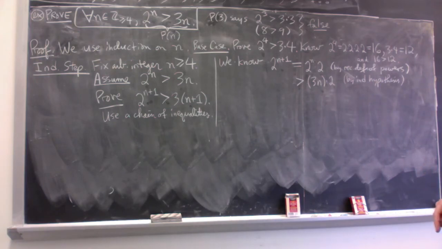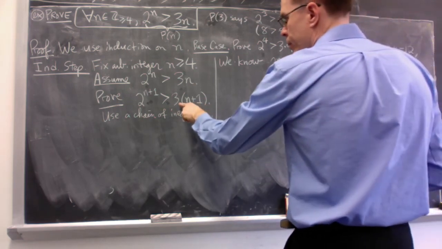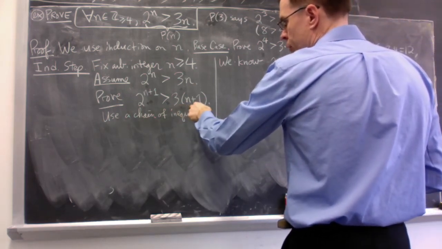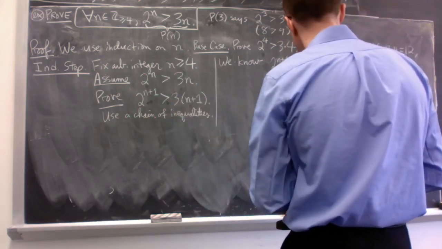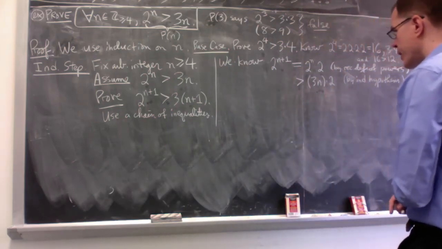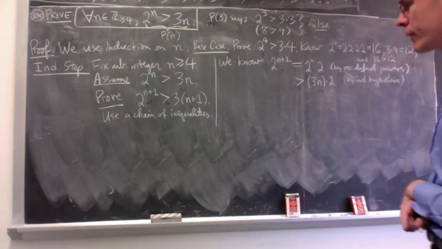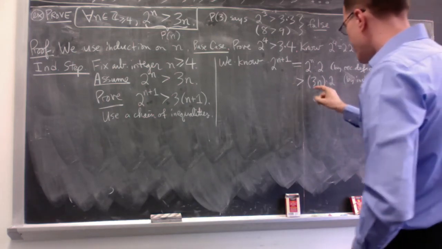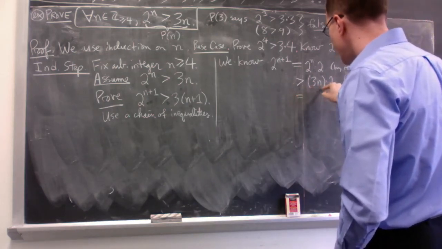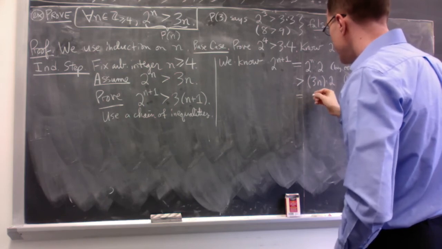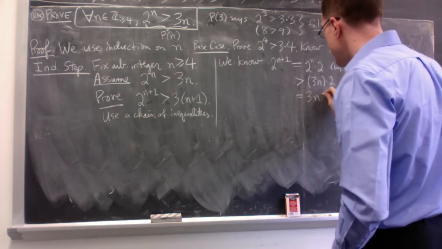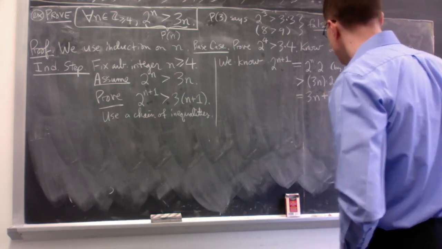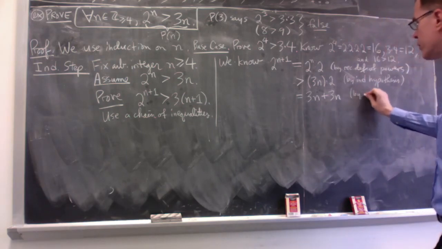And now, all right, we have to be a little bit careful. What am I trying to get? I'm trying to get 3 times the quantity n plus 1, which is like 3n plus 3. And here I have something slightly different than that. I have 3n times 2, and this is what makes this proof a little bit tricky. I'm going to do something that might seem a little bit funny. Of course it's equal to 6n, but I want to think of it as being 3n plus 3n for a second.